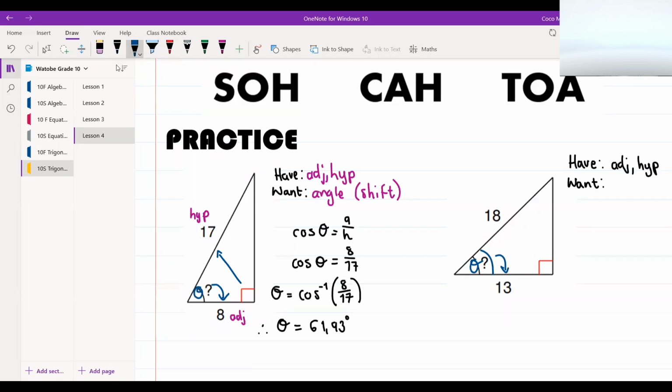Good. And what am I going to click? If I want the angle, I click shift on my calculator. Shift angle, guys. Don't forget shift for the angle. So which ratio am I using? Sine, cos, or tan? We will use cos, which stands for cos of theta.